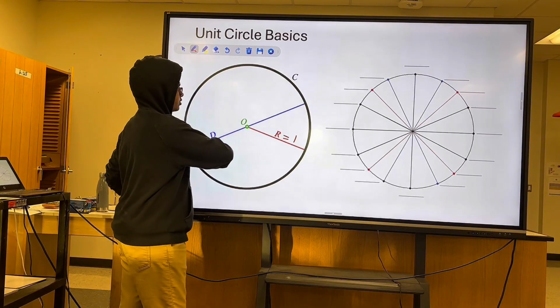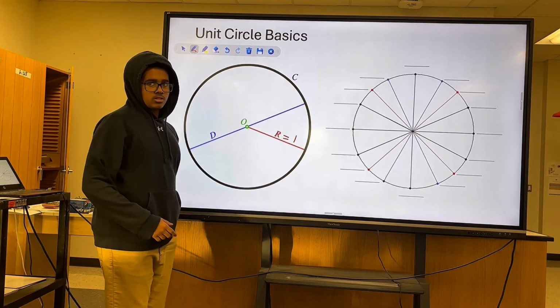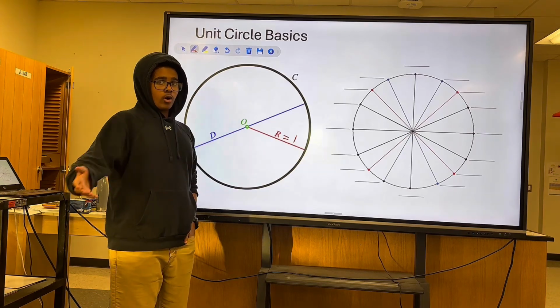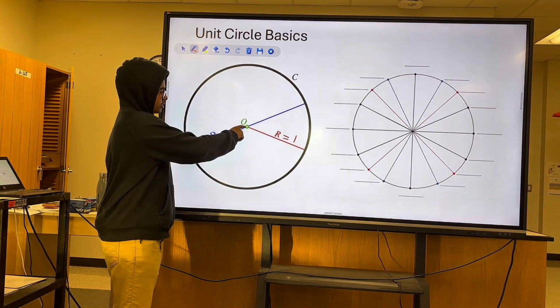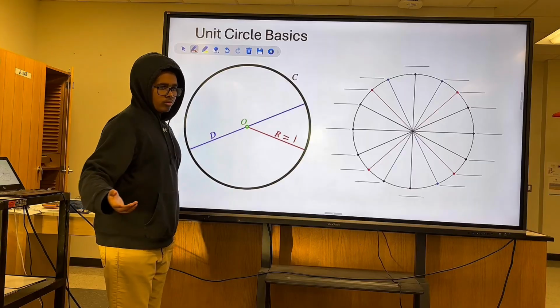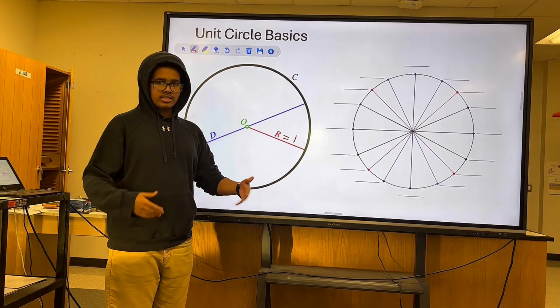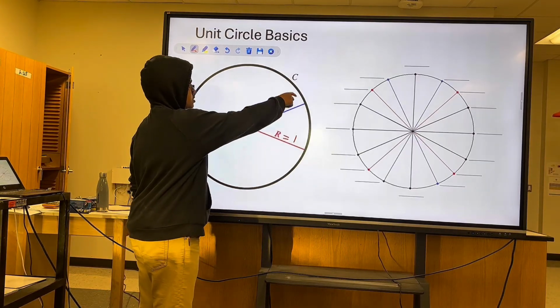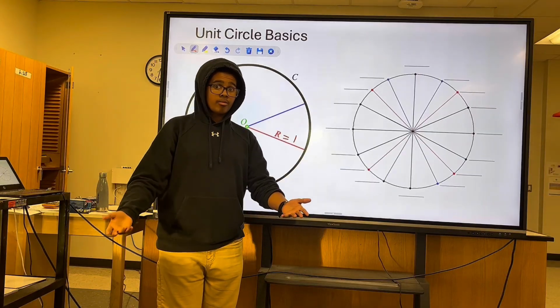Right here we have the diameter. The diameter is represented by 2r, or it's twice the length of the radius. That's the center. The center is called O. It gives the circle a definite name. And C describes the circumference, or the perimeter of the circle.